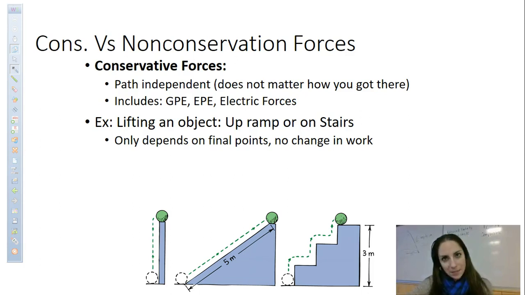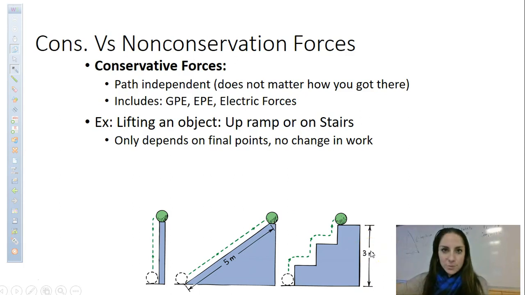Conservative forces are path independent, which means it doesn't matter what the object does, all you care about is the initial and final condition. So for example, if I take this ball right here and I lift it up 3 meters, it's going to have the same gravitational potential energy if I took the same ball and moved it up a ramp to the same height.